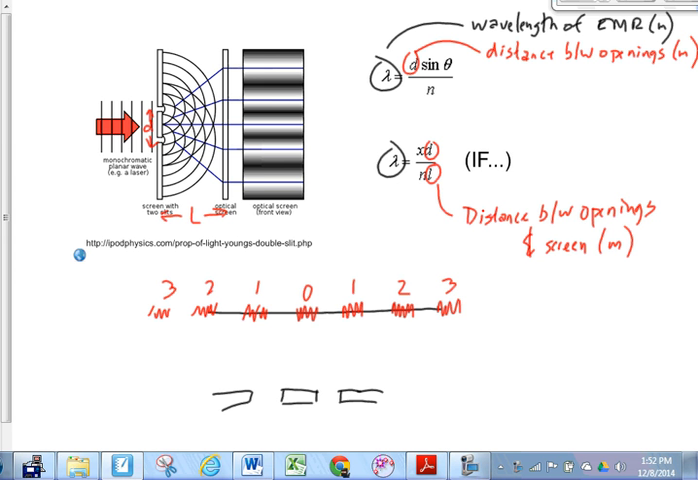X could be, now pay really close attention to this. At first, it's probably not going to make sense to you, but it will in a couple minutes. X could be this distance. X is always a distance, by the way. X could be this distance. X could be this distance. X could be this distance.